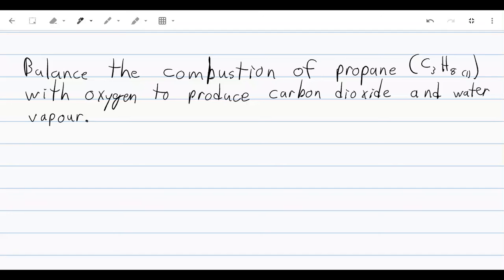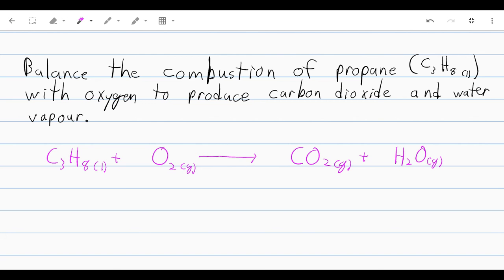This question asks us to balance the combustion of propane, C3H8, with oxygen to produce carbon dioxide and water vapor. Let's write out this reaction. We have C3H8, liquid, reacting with oxygen. Remember, oxygen's O2, not O on its own, to become carbon dioxide, CO2. That will be a gas. And water vapor, H2O. And because it specifies vapor, we also know that it is a gas.